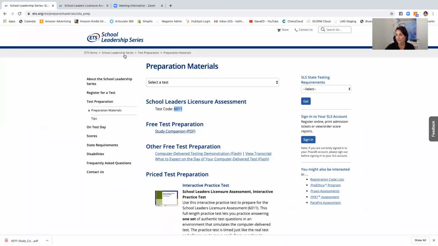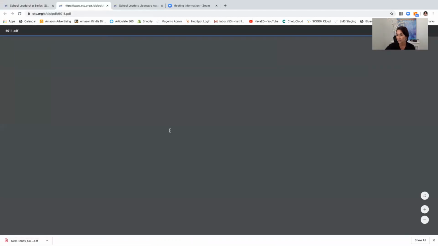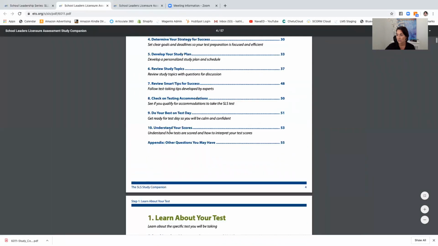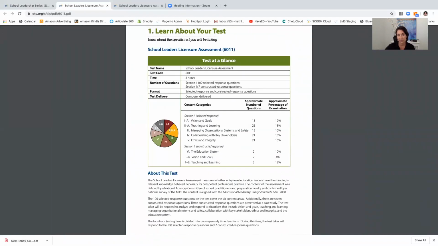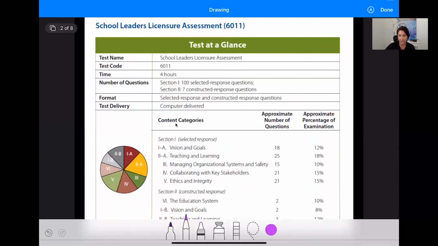If you're on the ETS School Leadership Series, you can see here the School Leadership Licensure Assessment, and the study companion is here. Just click that, scroll down, and you'll be able to see the blueprint there. Now, I've put it into my presentation so that we can talk about it, but it is exactly the same as what is online and on the ETS website. Today, we're going to be talking about this particular piece of the exam.